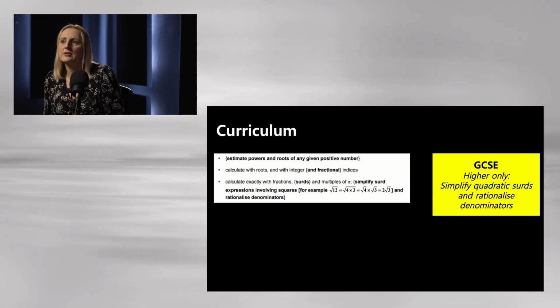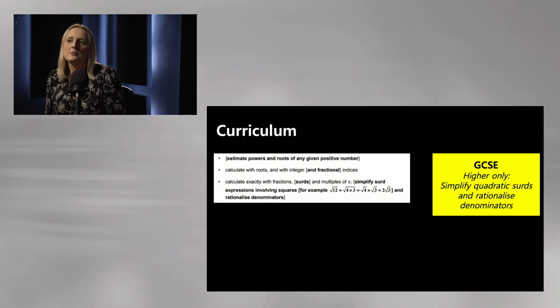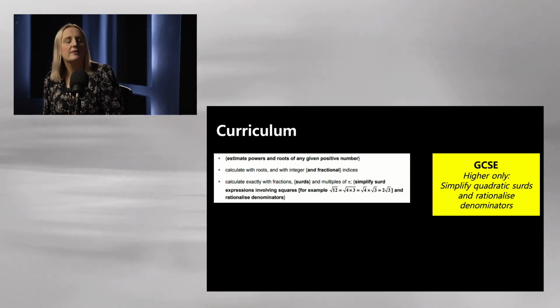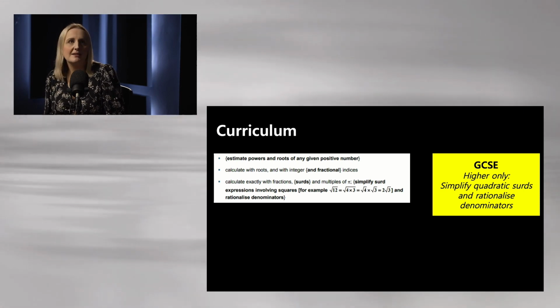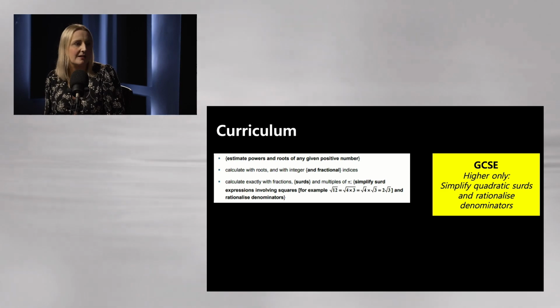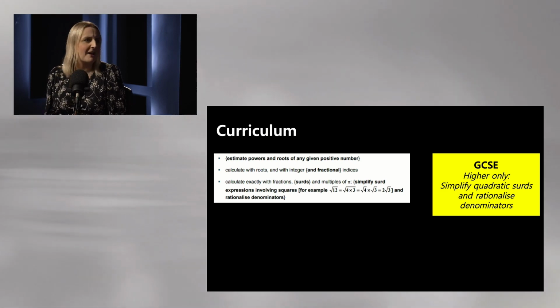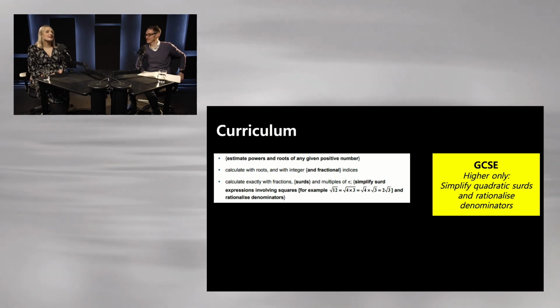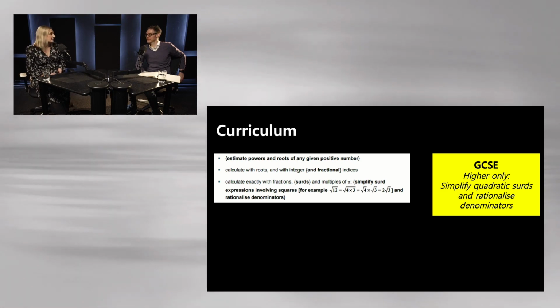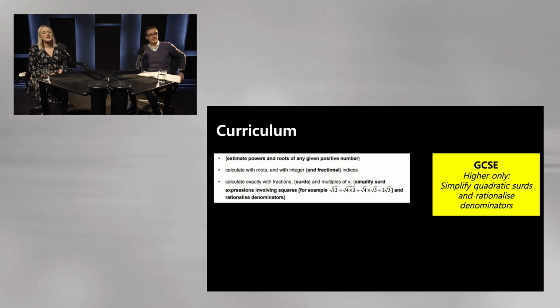And of course, you've got estimate. That one at the top there, estimate powers and roots of a given positive number. That's something that some people struggle to teach a bit. So, can we estimate the square root of 63? That's actually slightly easy. That was a bad example because that's just less than 8. And also fractional indices involve surds sometimes. I suppose it normally involves rational roots.